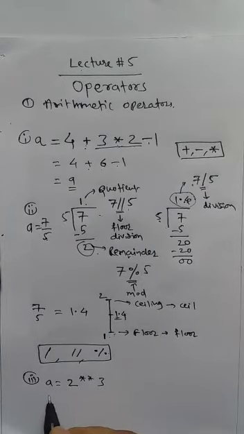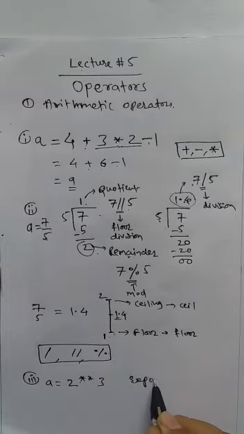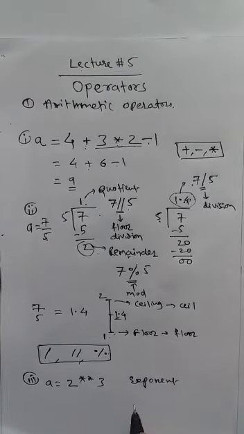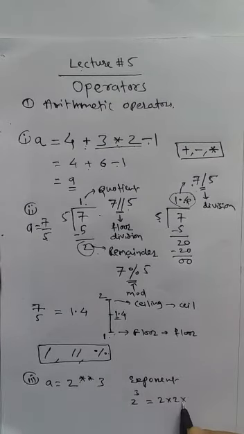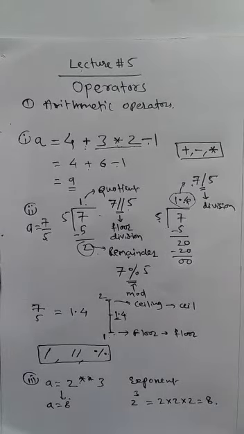So what will be the value of a here? This operator is called the exponent operator. What does it return? This is 2 to the power 3. 2 to the power 3 means 2 into 2 into 2, which gives the answer 8. So the value of a will be 8. Now all these are the arithmetic operators in Python.